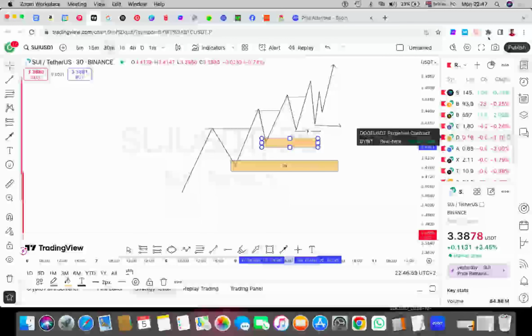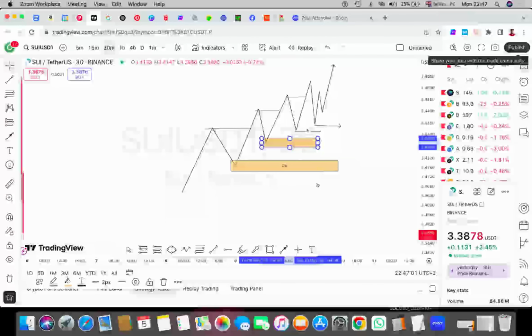Let me try and share my screen so that I can draw some illustrations and explanation.